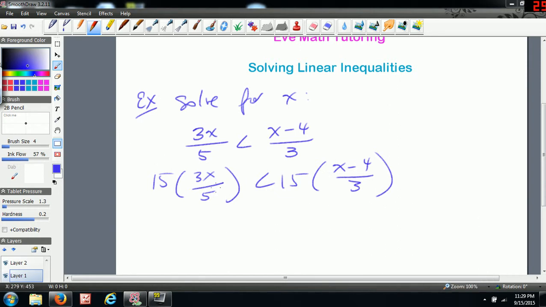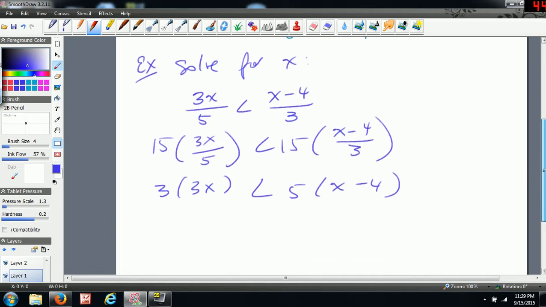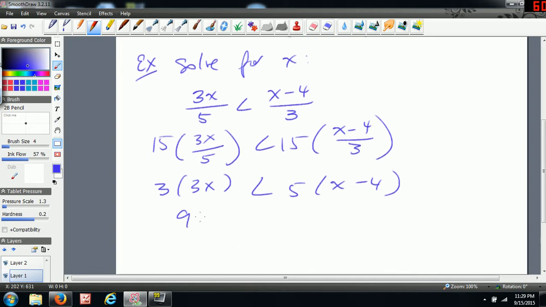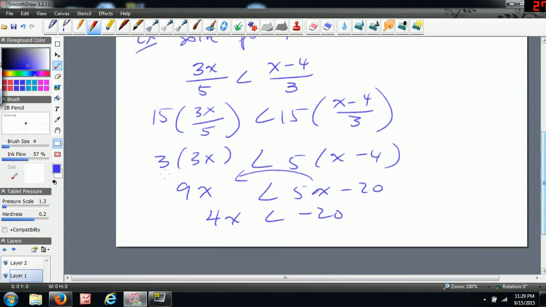Okay, so when we do that, 15 divided by 5 is 3. 15 divided by 3 is 5. Now you're going to multiply this in. This becomes 5x minus 20. And now we're going to solve for x. So that becomes 4x is less than negative 20, so 9x minus 5x. And then dividing both sides of the equation by 4, we get x is less than negative 5.